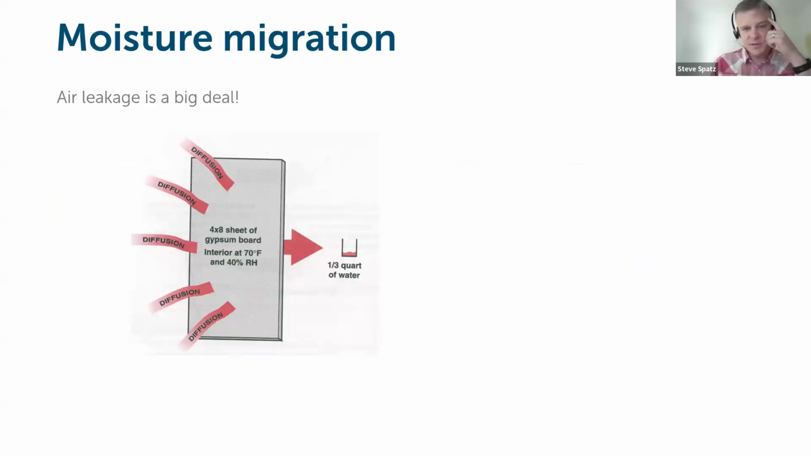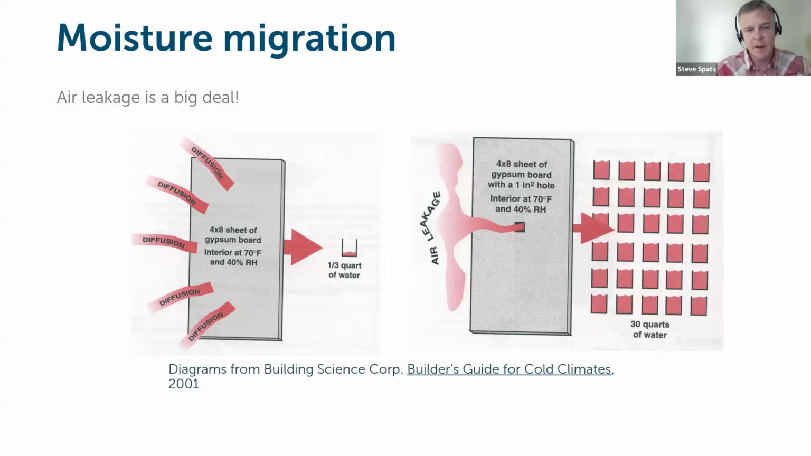Just as an example, this is a great old school reference from Building Science Corporation. Over a full heating season in a cold climate, over a 4x8 sheet of drywall, where the interior temperature is 70 degrees and relative humidity about 40%, which is about where you'd want to see it. Between 30 and 40% is about where we want to see relative humidity stable within buildings in cold climates. Just by diffusion through that material, about a third of a quart of water would be transported into the assembly behind it.